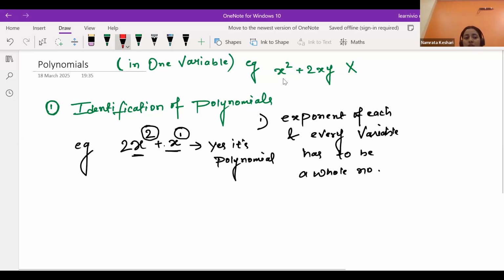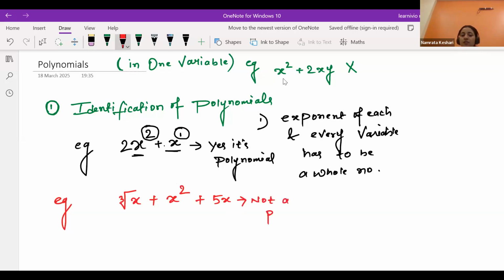For example, if we are having cube root of x plus x square plus 5xy. Yes, Pranav, is it a polynomial? Let me remove this y from here. Is it a polynomial? No, ma'am, it's not. Okay, it's not a polynomial.